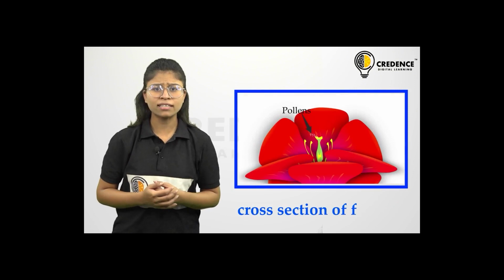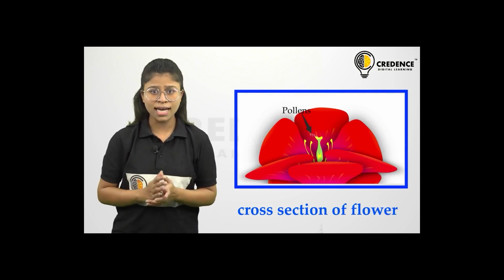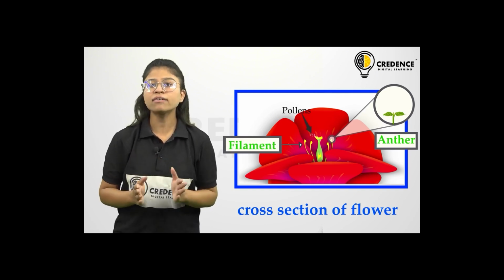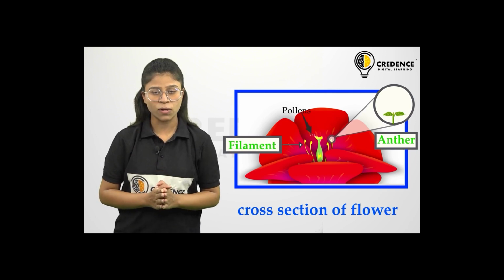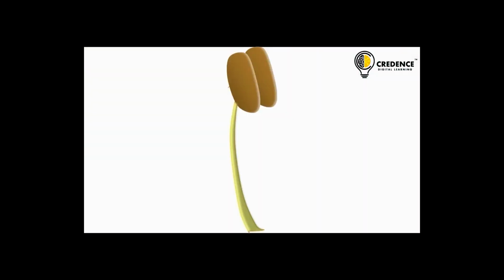As you can see here in the flower, the male reproductive part consists of two parts, that is anther and filament. This anther and filament together form the male reproductive part that is called the stamen. Now let us zoom in on the male reproductive part, that is the stamen.